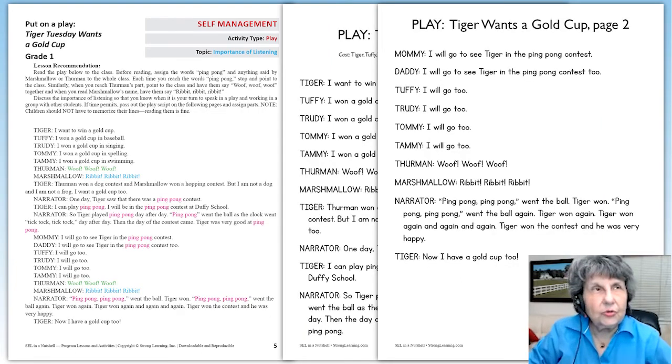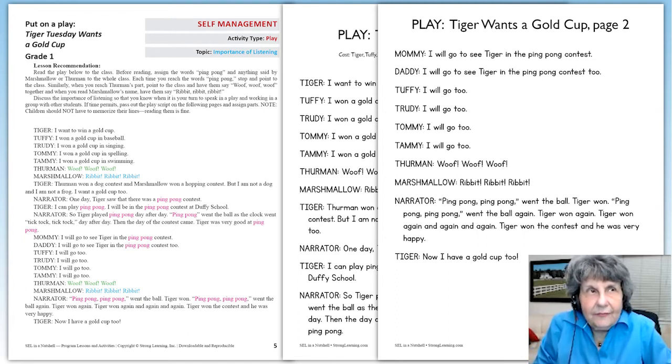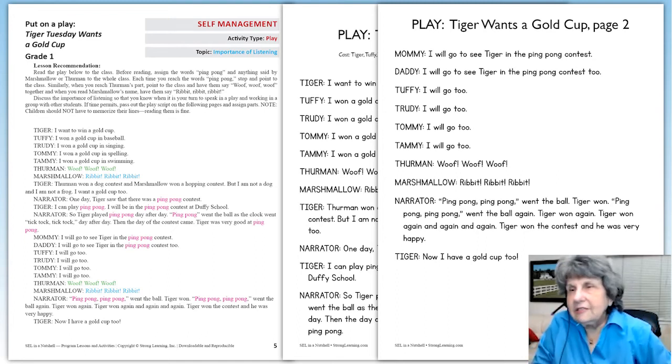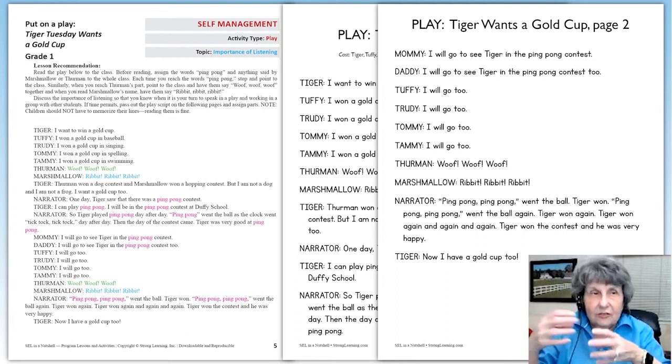Let's go to, this is now on grade 1. Again, self-management. Here we have Tiger. He's the star of all my storybooks, Tiger Tuesday. He wants a gold cup. Everyone he knows has a gold cup and he wants a gold cup. Now you can see it's first grade. So you have the VCE, the CVC cup. Okay, you have gold, I'm starting just these tiny little words.